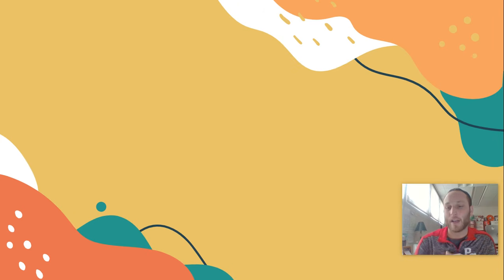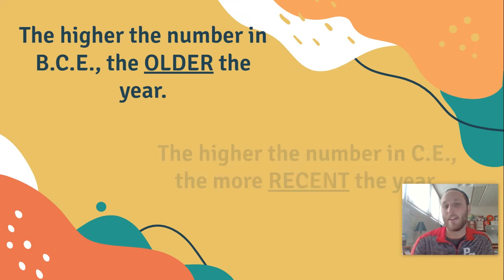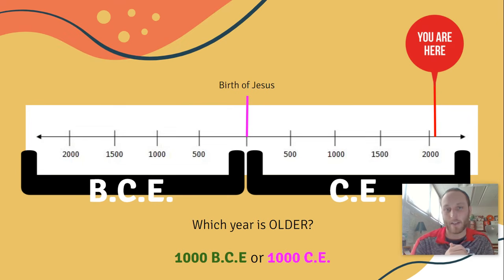So, let's do a couple practices now with that. A couple rules to keep in mind as you're looking at this again. The higher the number in BCE, the older the year, just like we had with BC when we did BC versus AD. And then the other rule, the higher the number in CE, the more recent the year. Okay, so 2021 CE is the highest we can go up right now on the CE side because that is the current year we are in. Okay, couple practices here now.